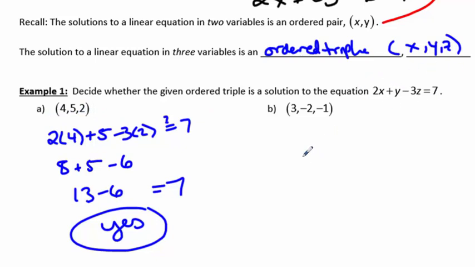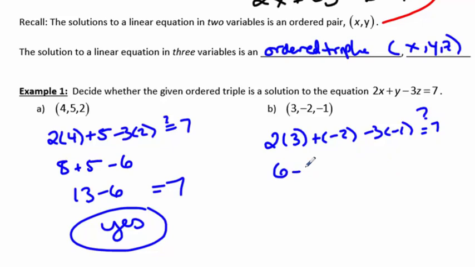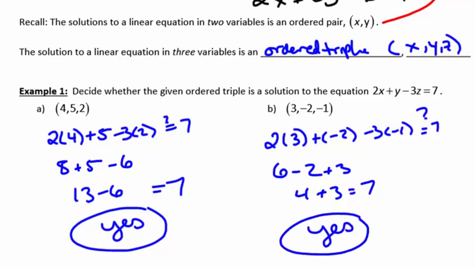Let's check out part B. This one is 2 times 3 plus negative 2 minus 3 times negative 1. We want to know, is this equal to 7? So this is 6 minus 2 plus 3. 6 minus 2 is 4, plus 3 is 7. So this ordered triple also is a solution to the equation.